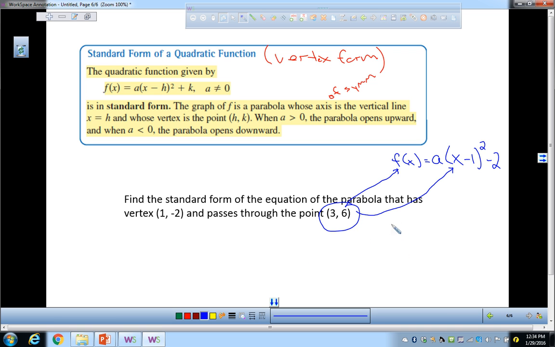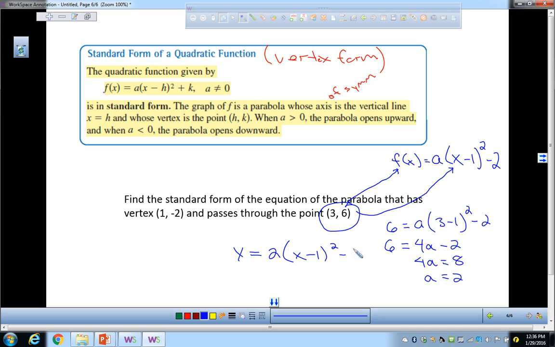So if I were doing that, I get 6 equals a times (3 minus 1) squared, minus 2, which gives me 6 equals 4a minus 2, 4a equals 8, a equals 2. Right? So now I can rewrite this parabola as f of x equals 2 times (x minus 1) squared minus 2. And is that your final answer? Yes.